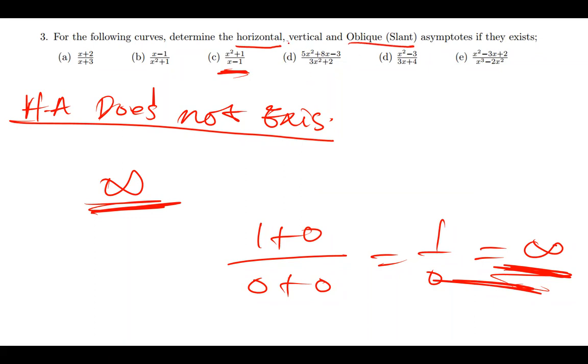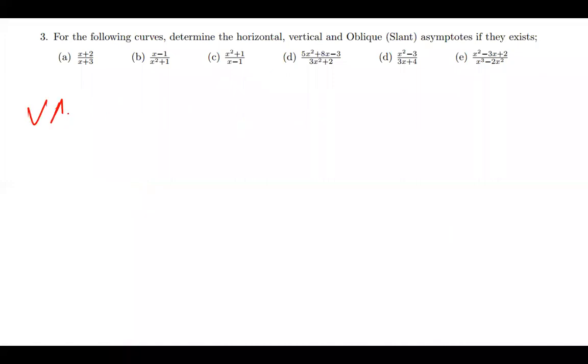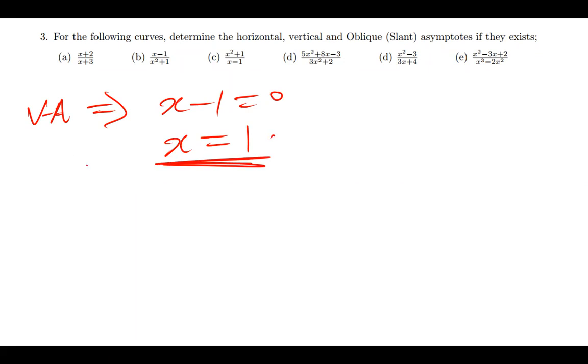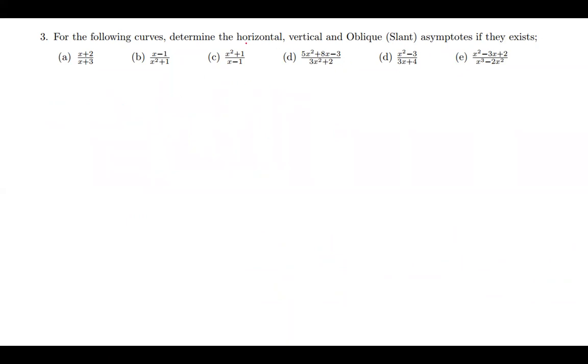So now let's first find the vertical asymptote before we go to the oblique. The vertical asymptote is found by equating the denominator to 0. So the vertical asymptote is simply just x is equal to 1. Then apart from that, we can now find the oblique asymptote, since we know that it has no horizontal asymptote, meaning the oblique asymptote is present.